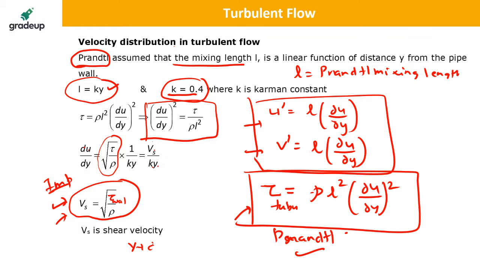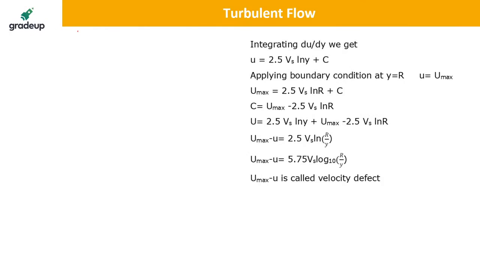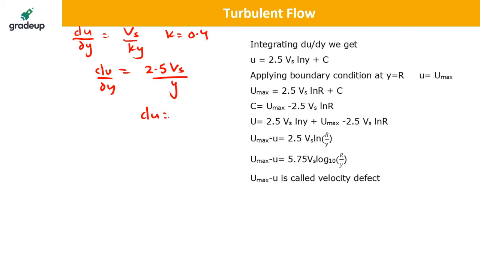y is the distance from the pipe wall. Wherever we use this y term, it means distance from the pipe wall, and k is the Karman constant, its value is 0.4. So we have got the relation that in turbulent flow du by dy is equal to Vs by ky. Because k is equal to 0.4, you will get 2.5 Vs by y. If you integrate this, du will be equal to 2.5 Vs by y dy.